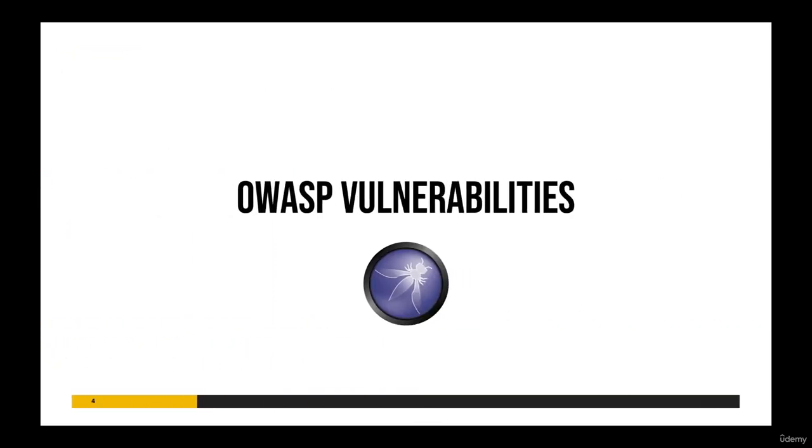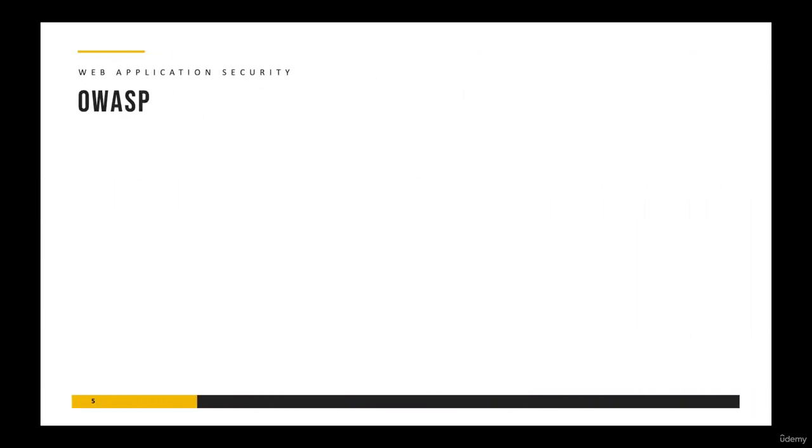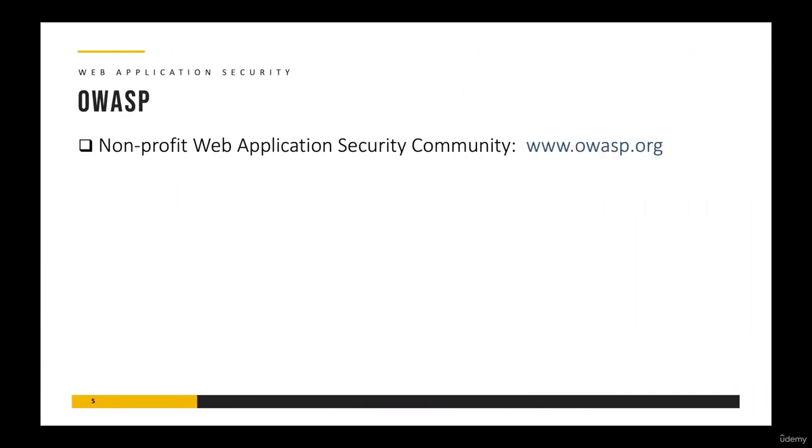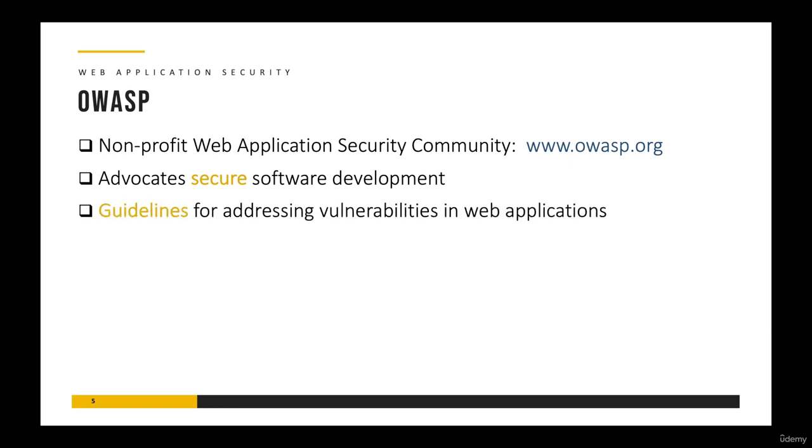We are now going to discuss an important resource for web application security, which is OWASP. Basically, OWASP is a non-profit web application security community. You can go to their website at www.owasp.org. It advocates secure software development. They have come up with a list of secure software development practices and recommendations, and they have also highlighted some of the core web application security issues that plague applications today. So they provide a lot of guidelines on how to address vulnerabilities in web applications.